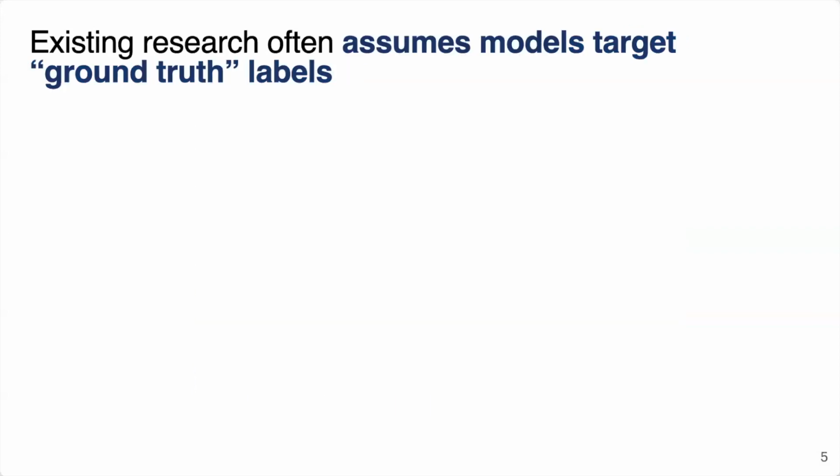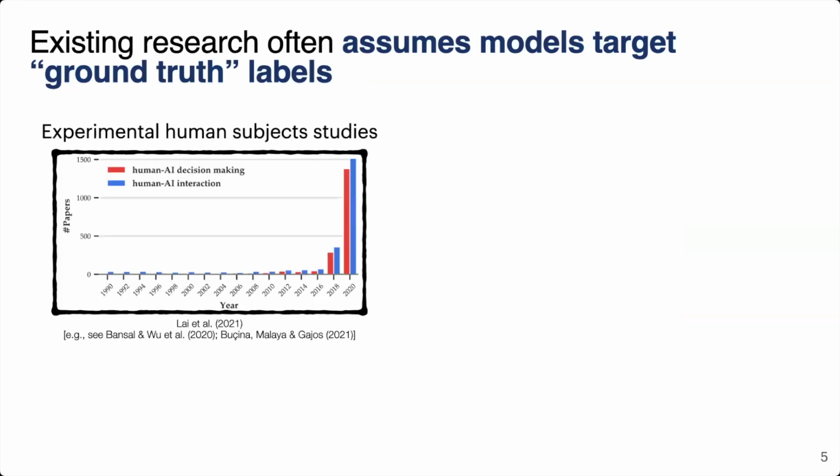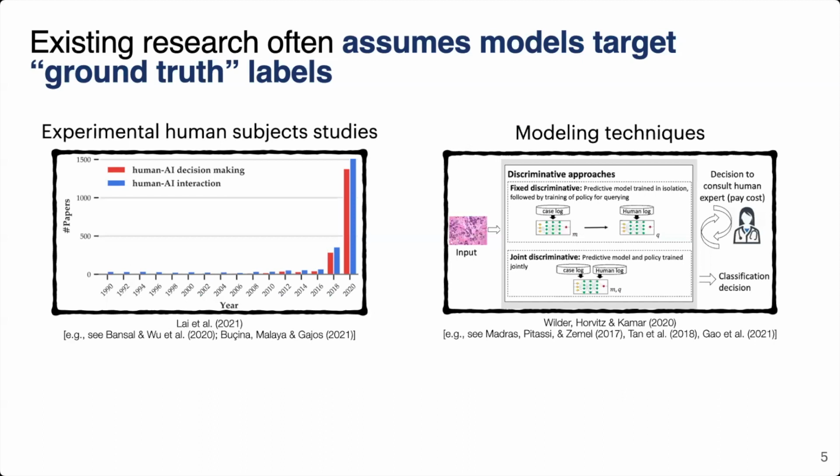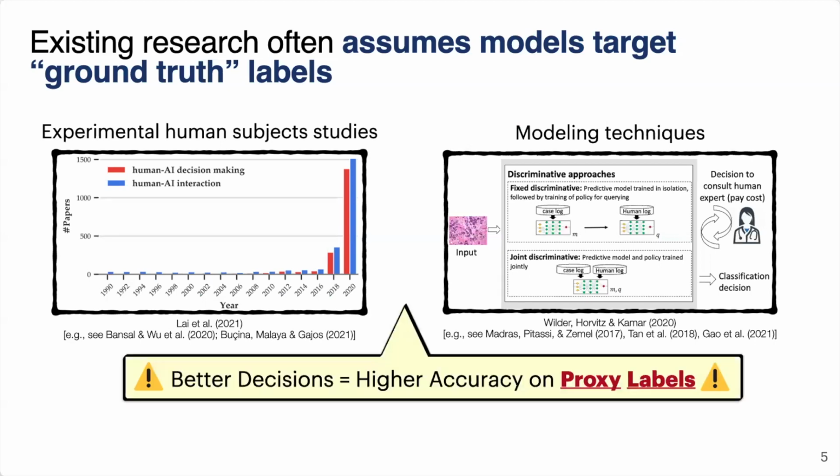However, when we look at existing research, we see that it often assumes that models target so-called ground truth labels. So for instance, one growing body of research conducts experimental human subject studies, which examine how behavioral interventions such as explanations influence human trust and reliance patterns and the mental models of humans as they use ML-based systems. And then on the machine learning side, we also see that there's a lot of literature that's developing modeling techniques, such as deferral-based learning, that are really designed from the ground up to account for the limitations of human-based judgment. But both of these lines of literature tend to operationalize good decision-making as an improvement to accuracy on proxy labels, on the labels that we have readily available in our development data sets.